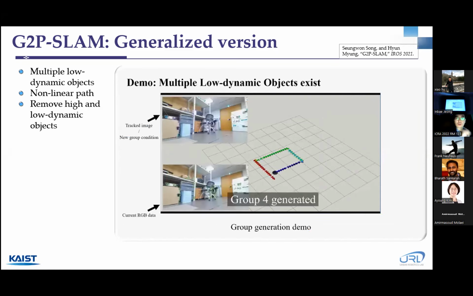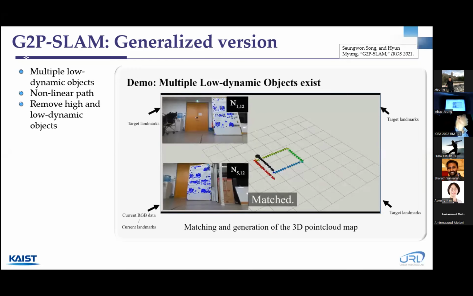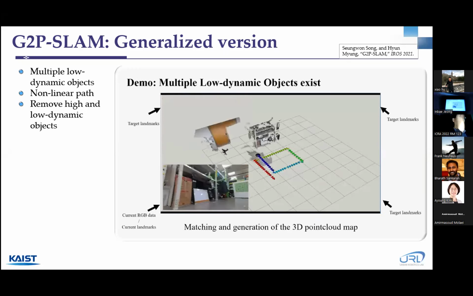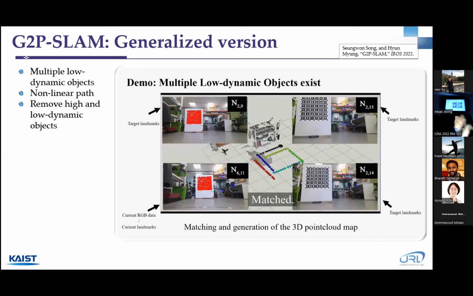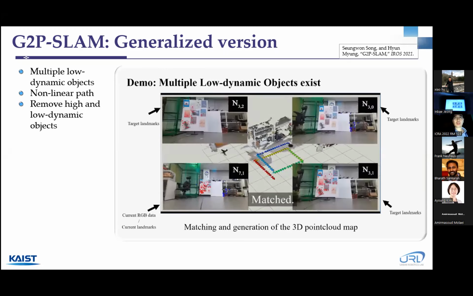So as we can see, the groups are correctly generated. The same color indicates the same group. Next, the matching process is shown. Once we see the loop closure situation, then you can see that if the object is slightly moved, then we can remove some dynamic objects from the environment, and we can actually build the static 3D environment this way.